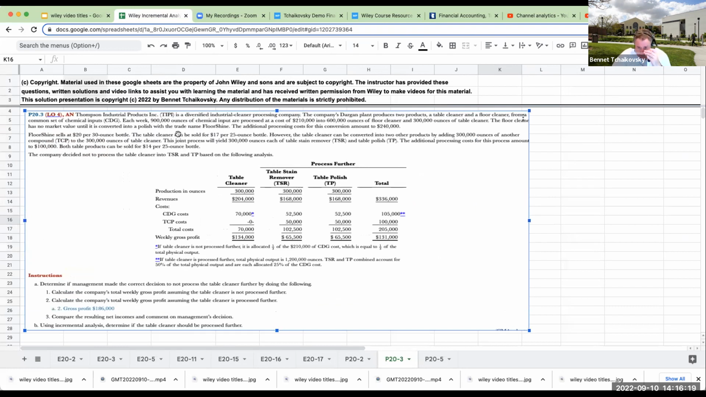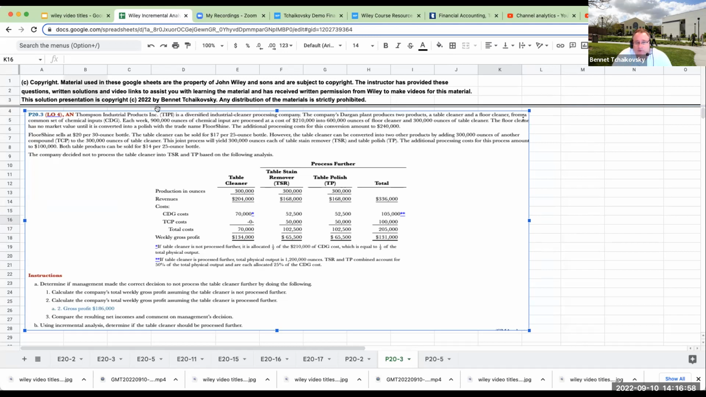The company's Dargan plant produces two products, a table cleaner and a floor cleaner, from a common set of chemical inputs. Each week, 900,000 ounces of the chemical input are processed at a cost of $210,000 into 600,000 ounces of the floor cleaner and 300,000 ounces of the table cleaner. Floor cleaner has no market value until it's converted into a polish with the trade name Floor Shine. Additional processing costs for this conversion amount to $240,000. Floor Shine sells at $20 per 30-ounce bottle. The table cleaner can be sold for $17 for a 25-ounce bottle.